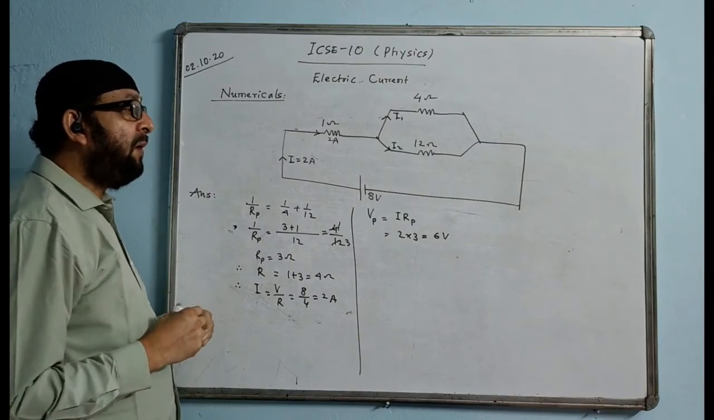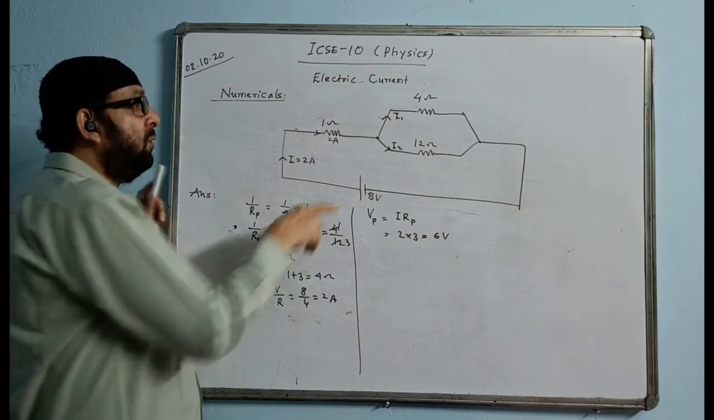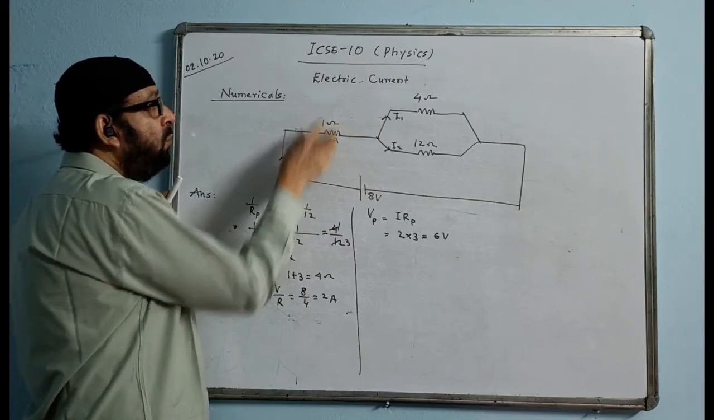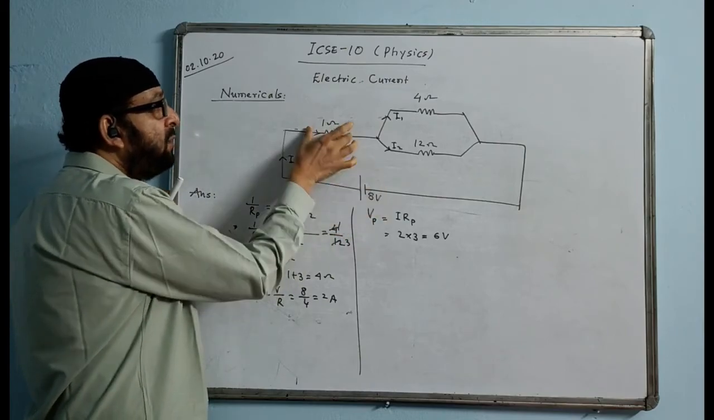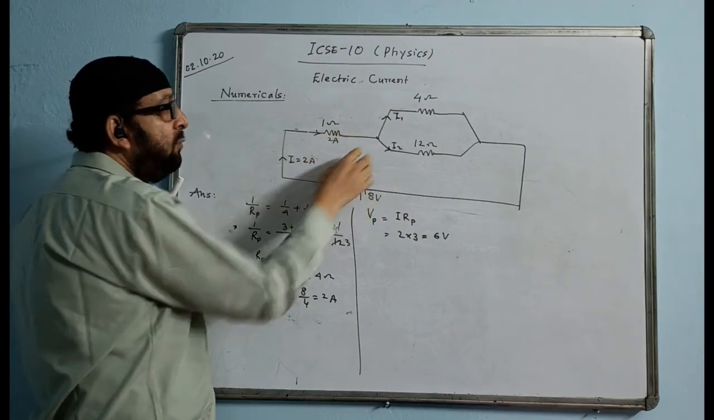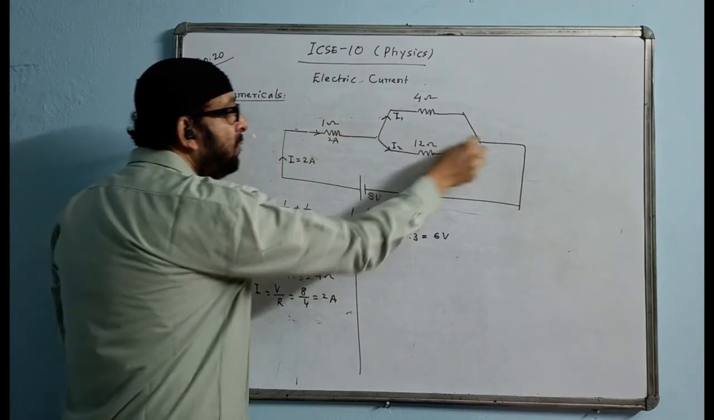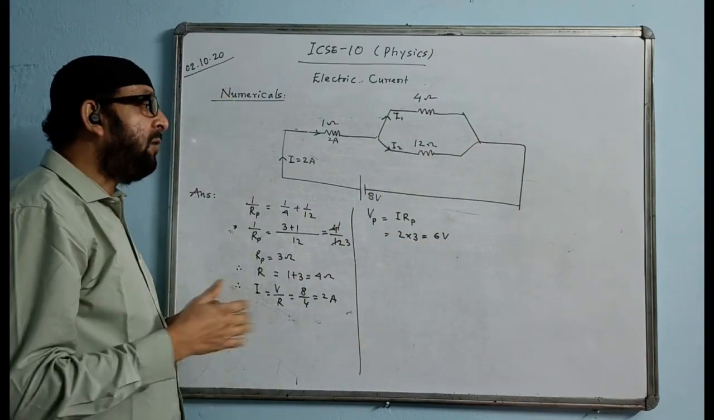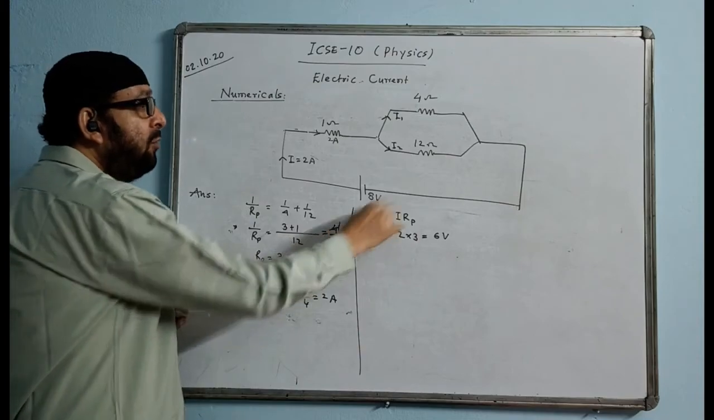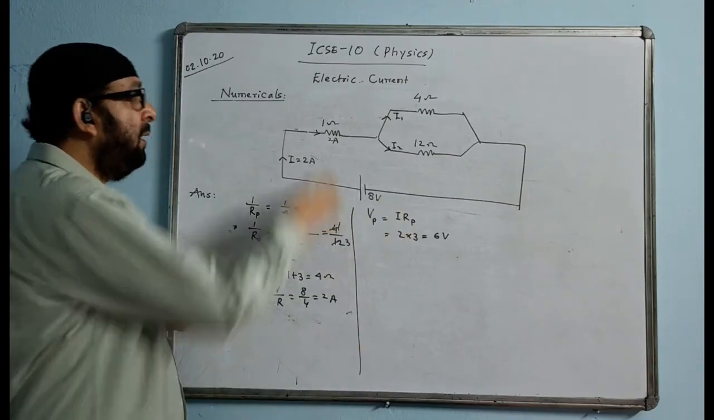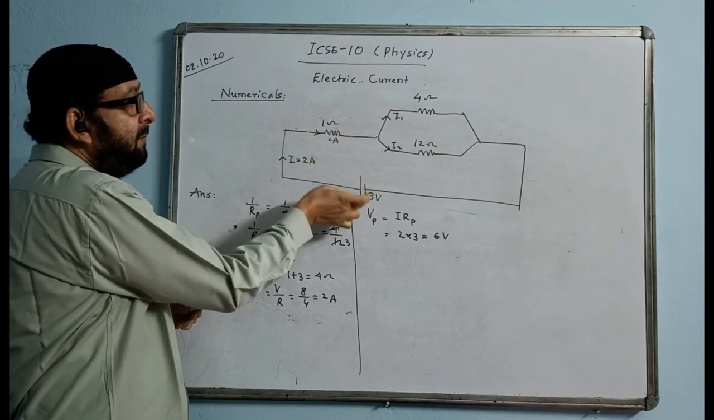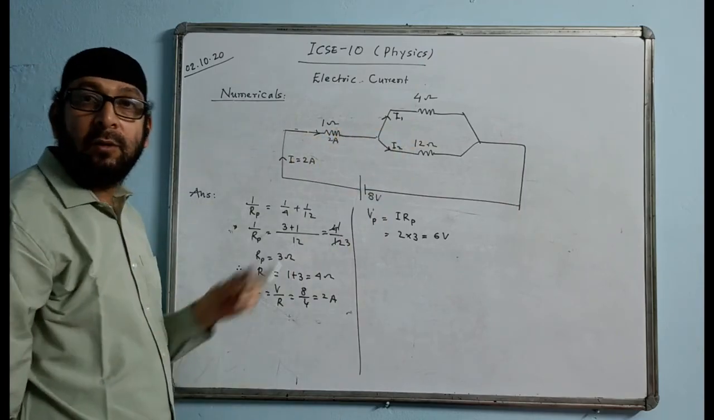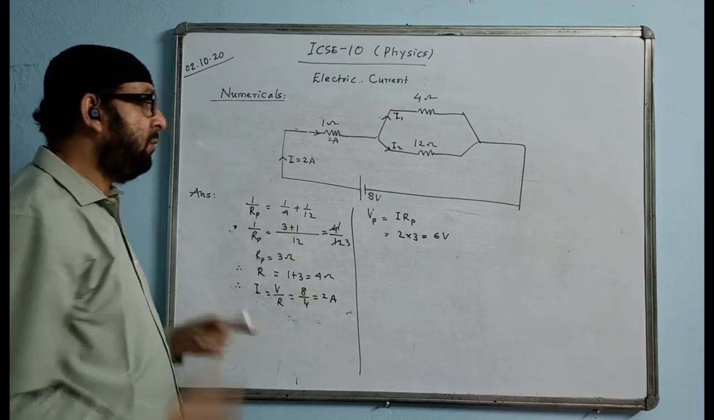Though the answer of Vp is 6 volt, we can find it this way also. We will find the voltage across the other resistor. Voltage across it is 2 ones, how much? 2. Total voltage is 8. So 8 minus 2, what is the remaining voltage? 6 volt. 6 volt will be the voltage across this part. So Vp you can find in 2 ways: either using the formula Vp equal to I Rp, or you can find the voltage across the other resistor and subtract it from the total, which is 8. That remaining voltage will come across the parallel part.